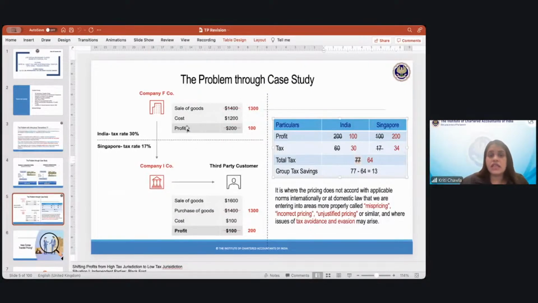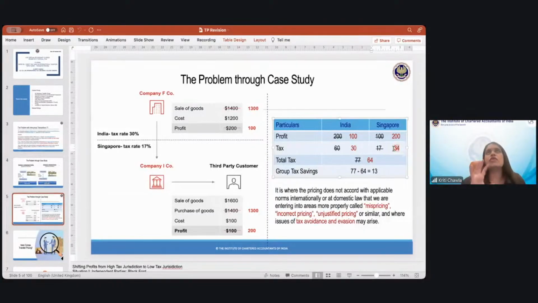Now the profit in India becomes $1,300 less $1,200, which is $100. So if you see here, it's $100 of profit. Tax at the rate of 30% makes it 30. Now the product passes on to company I. Again, the purchase price is 1,300, sale is 1,600, and the cost remains the same at $100. So the profit in Singapore is $200. Tax at the rate of 17% makes it 34.